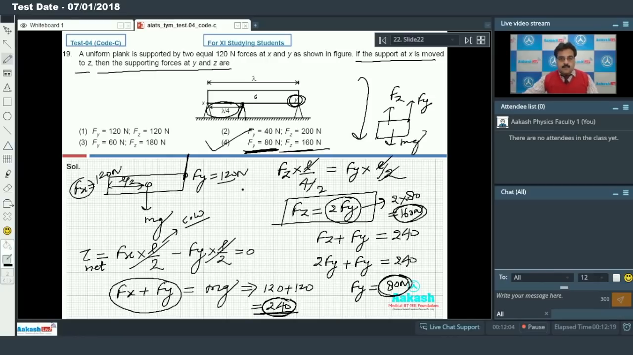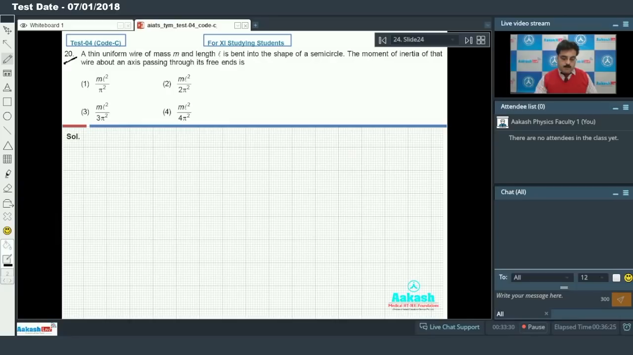So let's move on to question number 20. Now I am going to take question number 20. A thin uniform wire of mass m and length L is bent into the shape of a semicircle. The moment of inertia of that wire about an axis passing through its free end is... So this question is from our study package. So this is the situation. I need to calculate the moment of inertia of this.